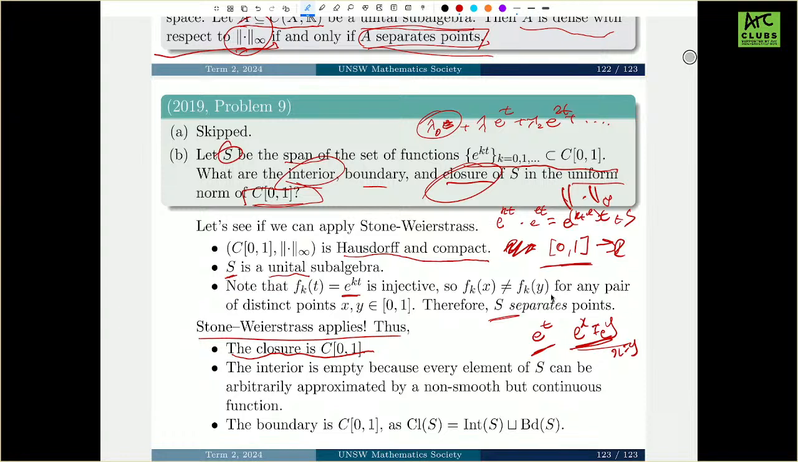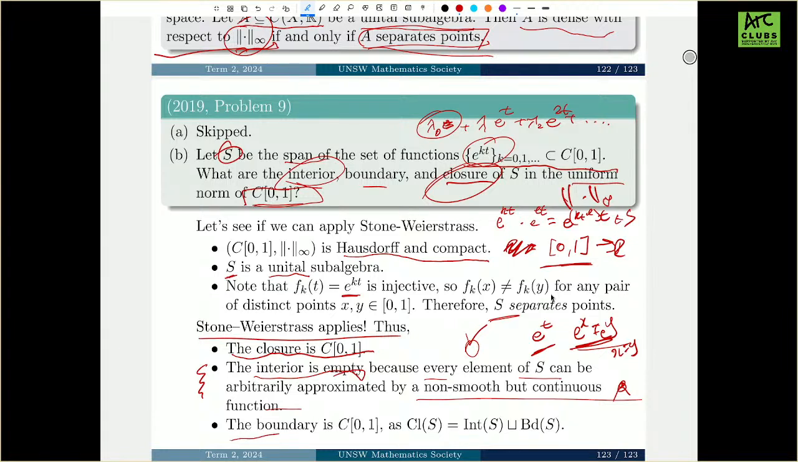We'll have that the interior is empty because we can take any element of S, a function, and it can be arbitrarily approximated by a non-smooth but continuous function. All the functions in S should be smooth, but you can think of a function that has sharp points, which shouldn't be in S. It is a bit of a shaky argument, but we should be able to find functions that aren't in S but are arbitrarily close to it. So we should say that the interior is empty.